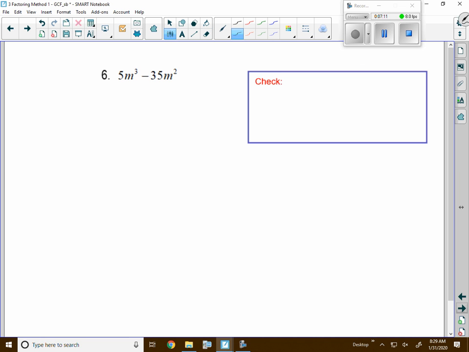All right, number 6. What would be your GCF? Give me the whole thing, not just the number. 5m squared. 5 goes into 5 and 35 evenly. It's the biggest one. And the lowest exponent we have is the 2. That's how we know that we pull out 5m squared.